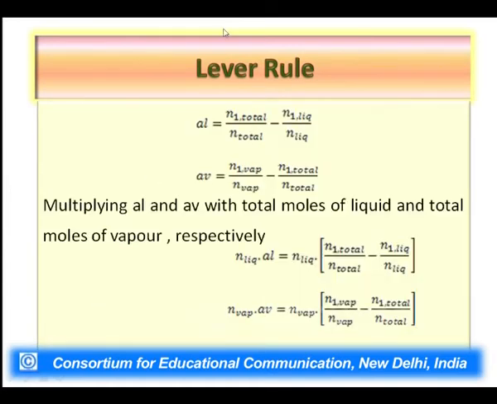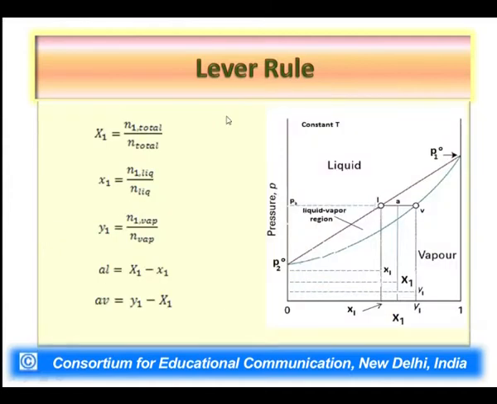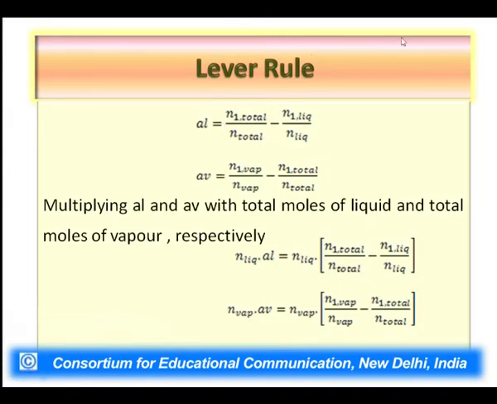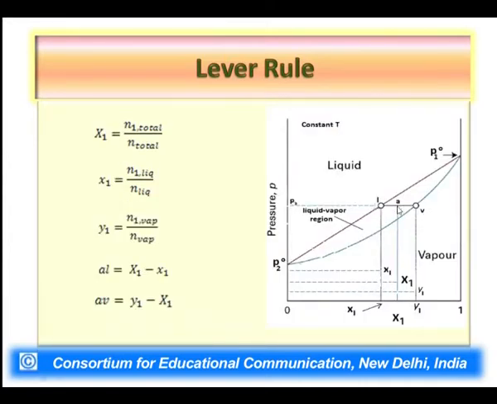Alright, now what is this AL? AL, if you see, is equal to capital X1 minus small x1, and capital X1 is equal to N1 total, that is the total number of moles of component 1 in the overall system, divided by N total, that is the total number of moles of component 1 and 2 together in the overall system, minus small x1, and small x1, as you have seen earlier, is equal to N1 liquid by N liquid. Similarly, AV is equal to N1 vapor by N vapor, that represents y1, minus capital X1, equal to N1 total by N total. Now, if you see in the diagram, we have represented the point A as the fulcrum of the lever.